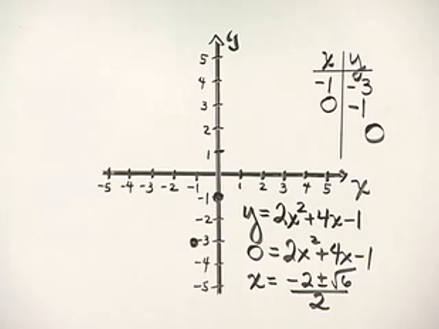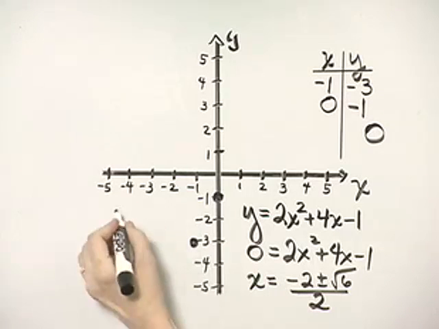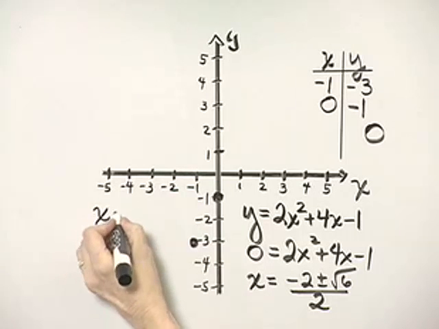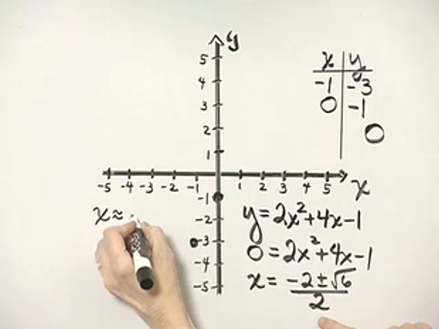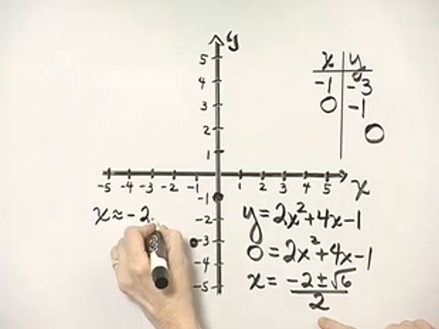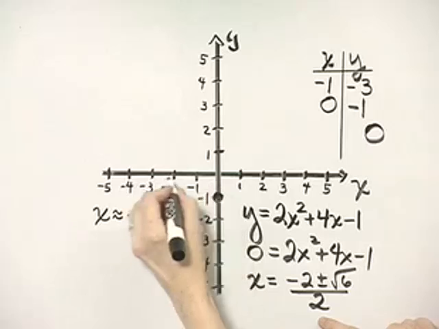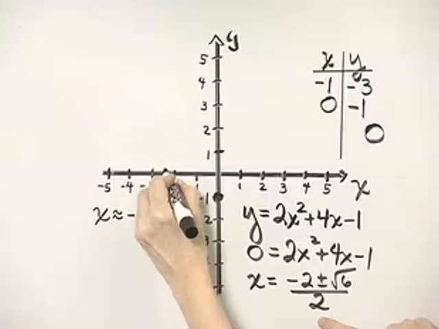And those are two good real numbers. Now I would do an approximation so you can see about where to graph. If you say negative 2 minus square root of 6 all over 2, and if you plug that into your calculator, you'll get approximately negative 2 and 2/10.